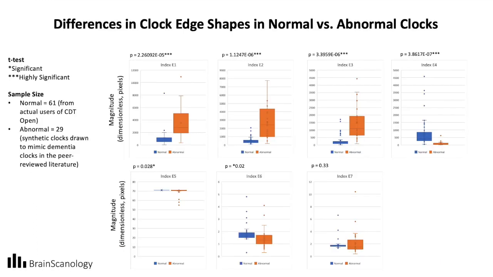As you can see, there is a robust difference in each of the 7 indices between normal drawers, in this case the actual drawers in our study in blue, compared to our synthetic abnormal clocks, as you can see in orange. The high statistical significance between the differences we see in these graphs is why CDT Open is a very unique and novel way of analyzing the clock draw test.